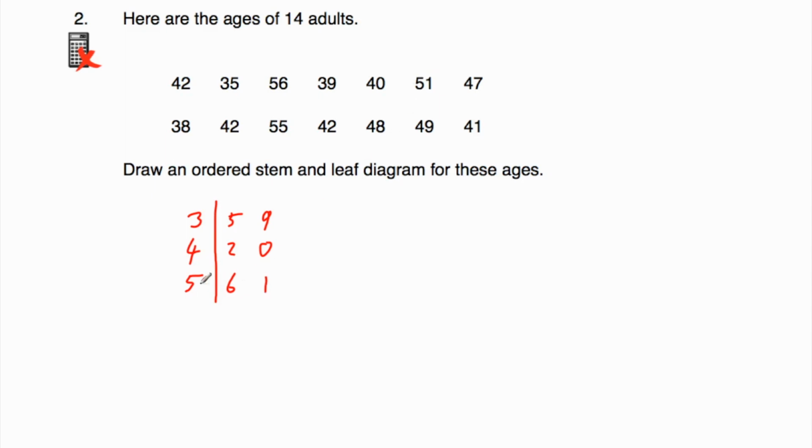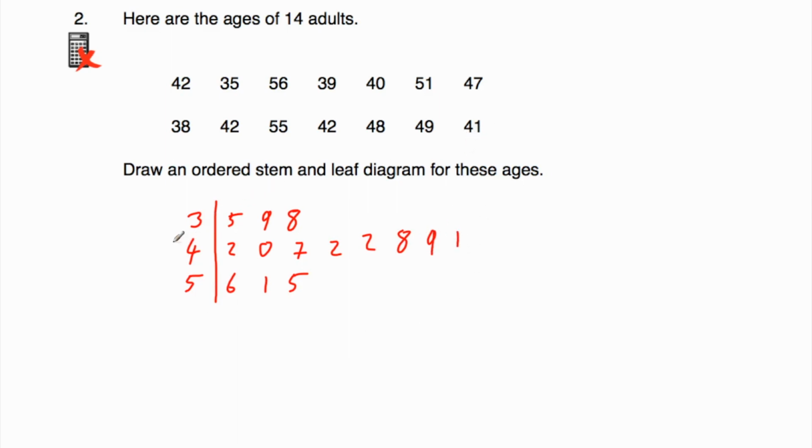51, a 1 in the 50s row. 47, that's going to be a 7 in the 40s row. 38, that's going to be an 8 in the 30s row. 42, that's a 2 in the 40s row. 55, a 5 in the 50s row. 42, a 2 in the 40s row. 48, an 8 in the 40s row. 49, a 9 in the 40s row, and finally 41 will be a 1 in the 40s row.